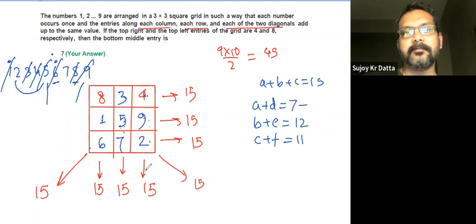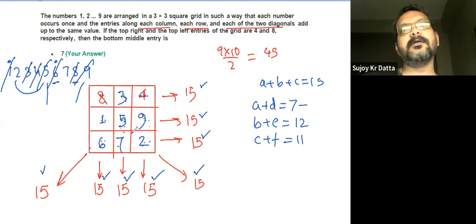So 9, 4, 13 plus 2, 15. Yes. 8 and 7, 15. 8 and 1, 9 and 6, 15. 13 and 2, 15. 10 and 5, 15. 11 and 4, 15. 4 and 5, 9 and 6, 15. 8 and 2, 10 and 5, 15. So it does work. So the middle bottom number will be 7. So that's your answer.